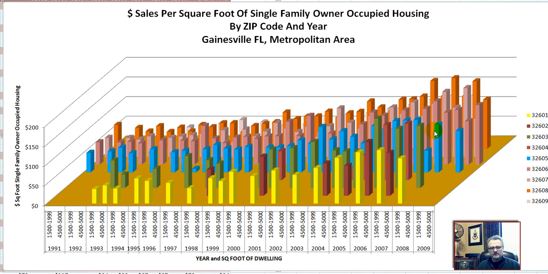So it appears then that for a variety of house price ranges, the premier market is zip code 32608 in terms of performance, followed by 32603, which is immediately north of University of Florida, followed by 32605 and 32601. That's just a qualitative assessment. In subsequent videos, we'll deal with quantitative assessments.